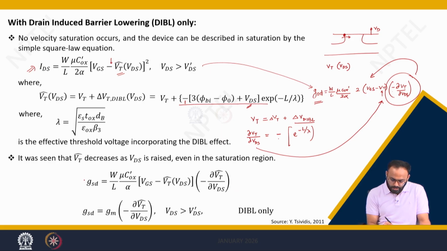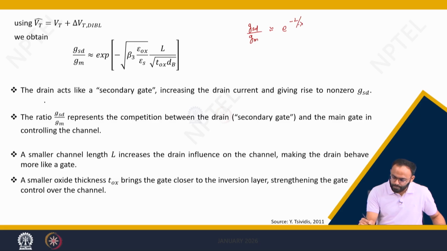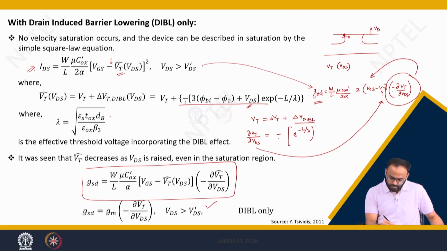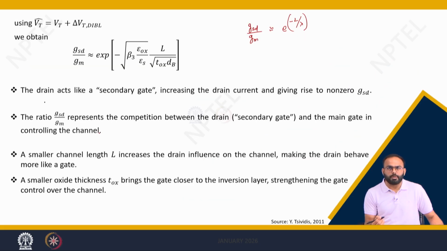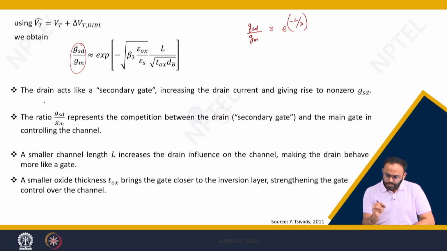So, ultimately the overall GSD can be given by this equation, where you can simply rewrite that equation as GSD divided by GM, which is nothing but exponential of minus L by lambda, where lambda can be defined as epsilon S into Tox into dB divided by epsilon ox into beta 3, which is a constant or fitting parameter. So, from here we can define GSD divided by GM. Again you see, this is the correlation between two small signal parameters.